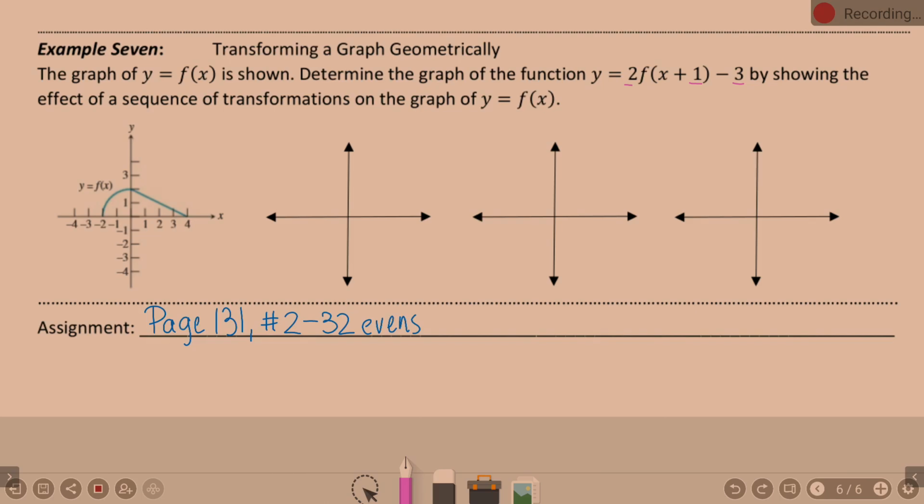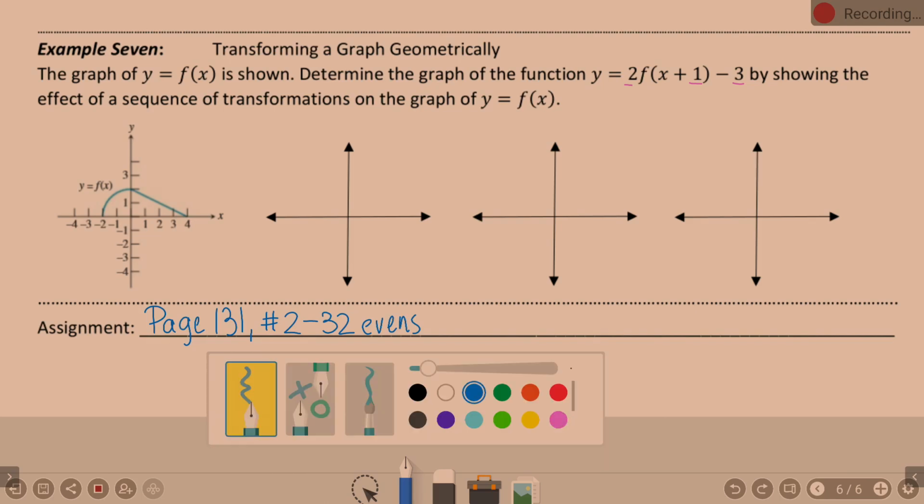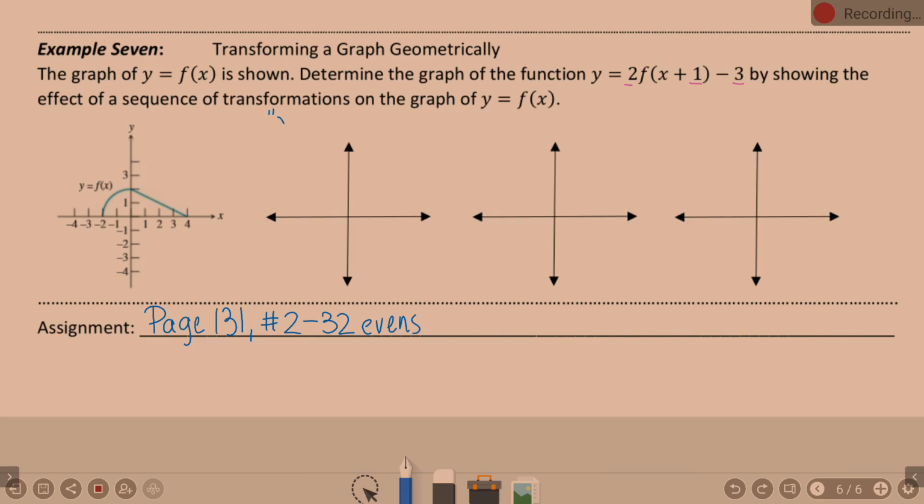Okay, so thoughts of what you want to do first maybe? Are we thinking about the plus 1 here? We can. Let's think about the plus 1. Okay. So he says the plus 1. What does the plus 1 tell us to do? It's going to say we're going to go left 1 unit.